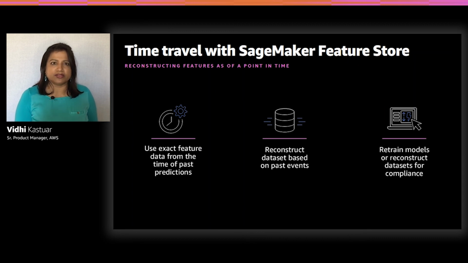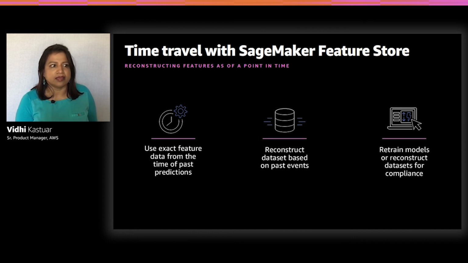You want to be able to update the label for that specific entity and retrain your models. So you want to reconstruct all of the data that you want to train your model on, including the new labels, as of a specific point in time in the past. You may also want to reconstruct data sets for compliance purposes. So for all of this, you need the ability to time travel to a specific point in time and generate features.